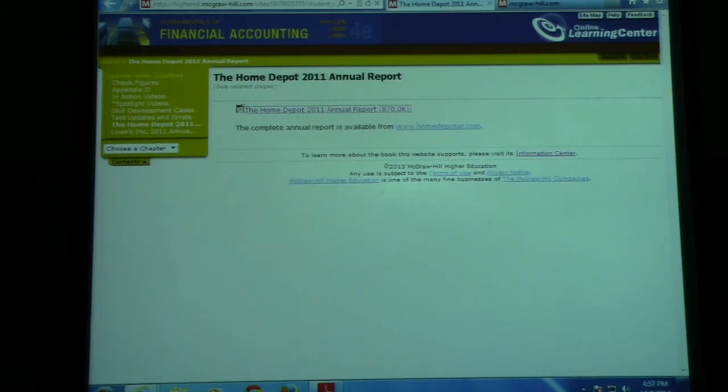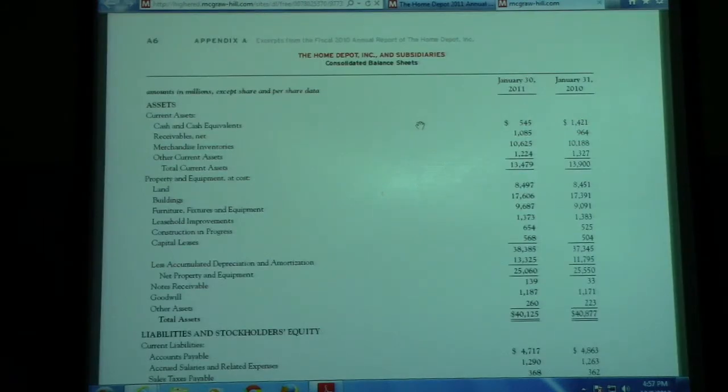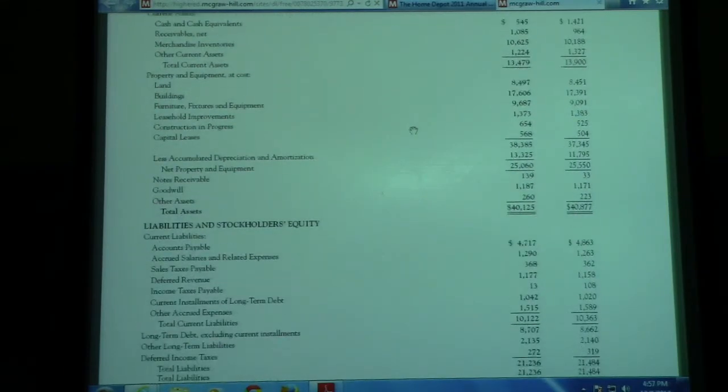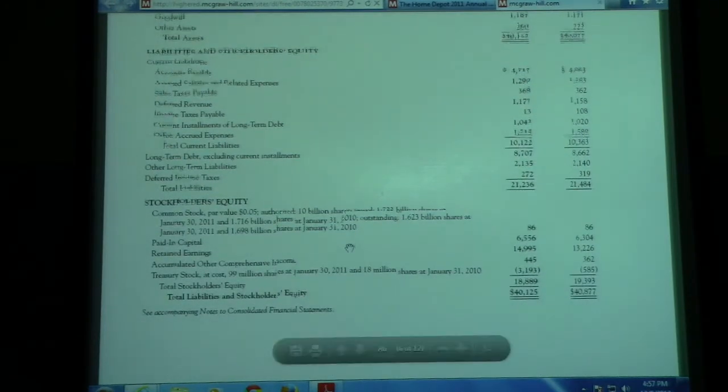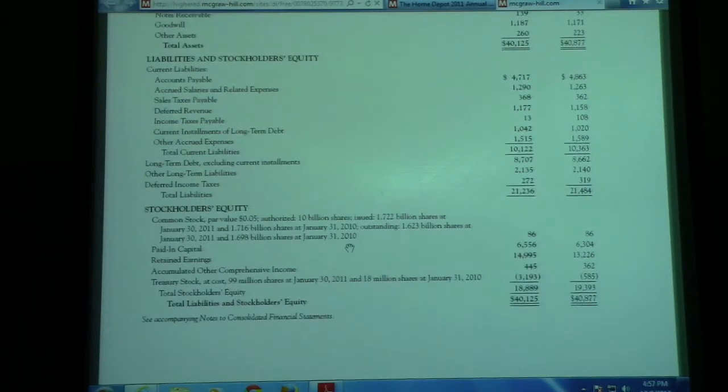So I've clicked on the Home Depot tab, and I brought us to where we need to be for the first question, which is, as of January 30th, 2011, how many shares of common stock were authorized, how many shares were issued, and how many shares were held in treasury? Well, for that, we can go to the balance sheet. So I brought us right up here to the consolidated balance sheets. And if we scroll down until we get to the stockholders' equity section, we can find the number of shares that are authorized, issued, outstanding, as well as treasury shares, right?